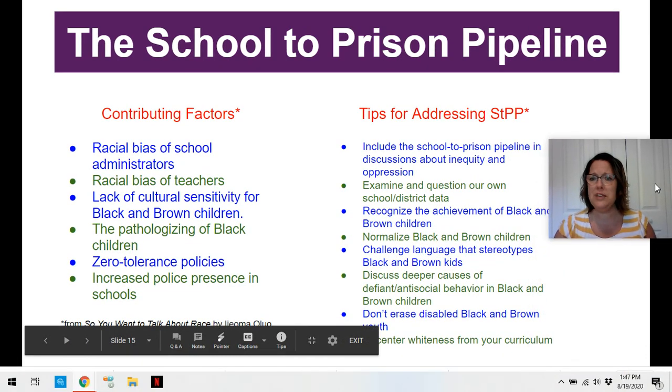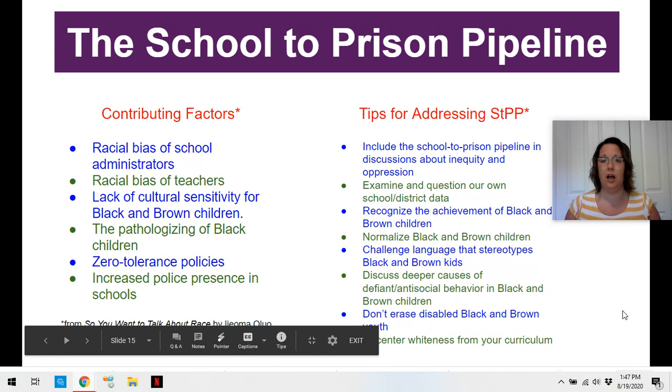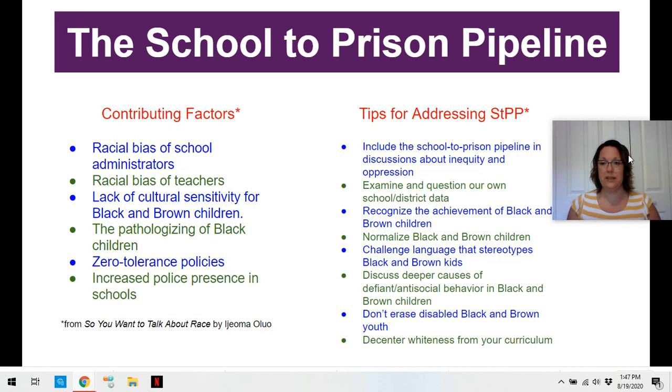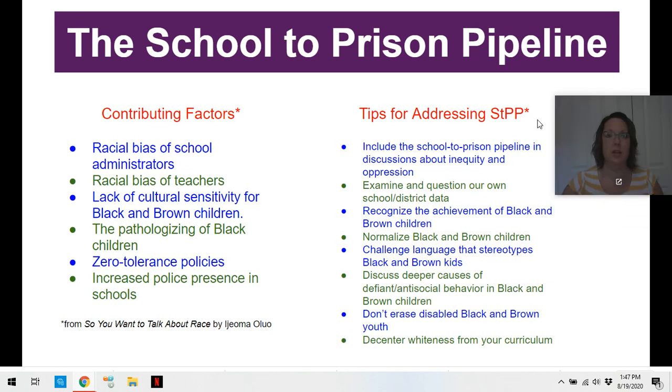So these are some of the contributing factors. I got all of this information out of the book So You Want to Talk About Race, and I've linked to it at the end of the presentation.